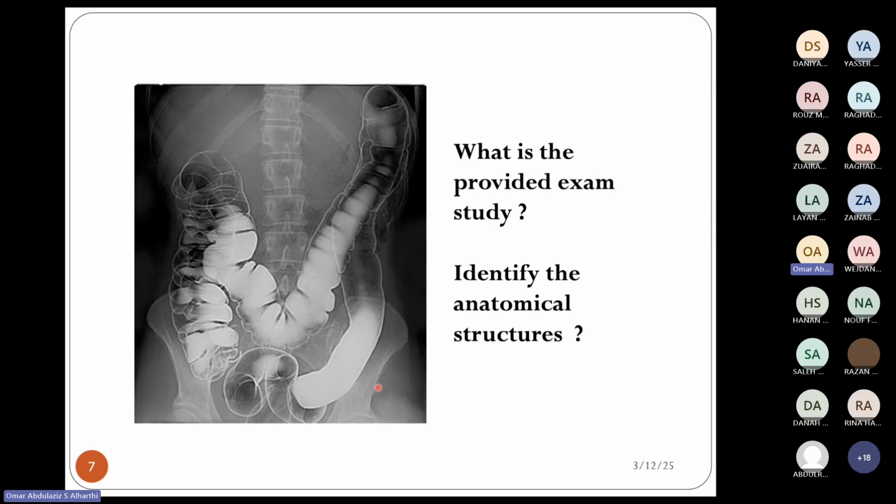What is the name of this exam? Barium enema, yes. Identify the anatomical structures. Cecum. Right flexure, hepatic flexure, excellent. Transverse colon. Descending colon. Appendix or sigmoid colon? Sigmoid, yes, this is sigmoid. The appendix is very small, this white line here, but I think it is pointing towards the sigmoid colon.